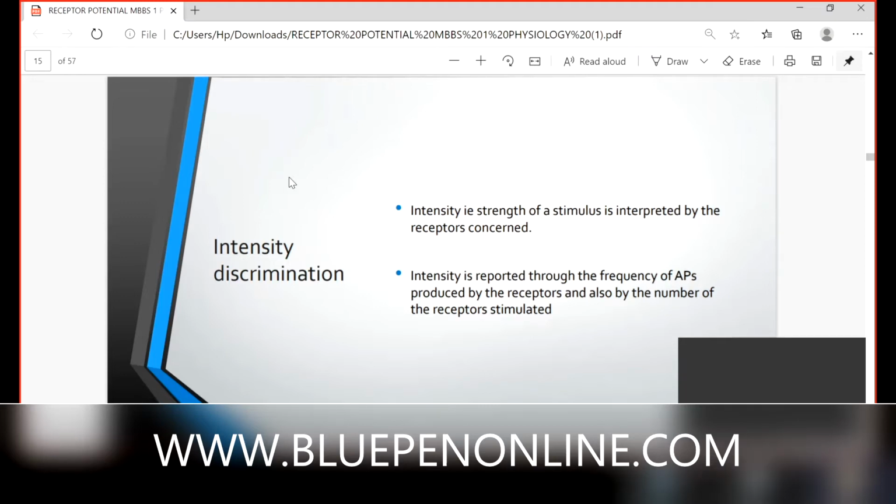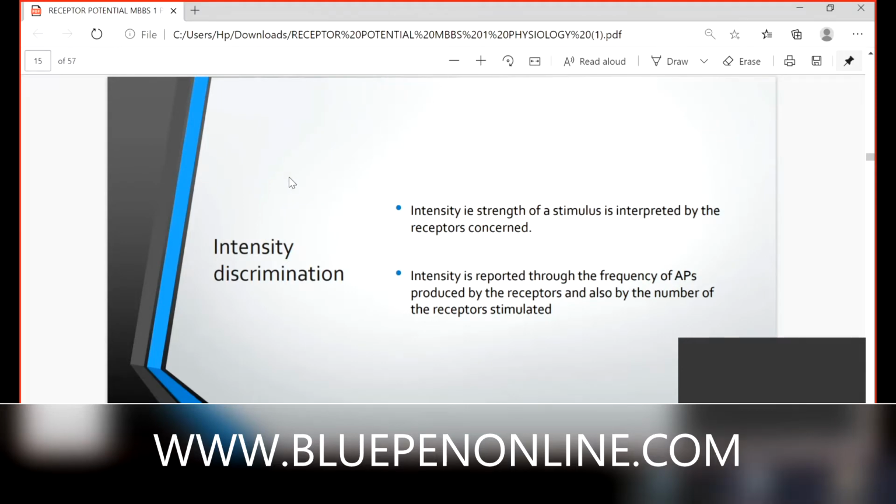That is, intensity is reported. How can it be reported? It can be reported only with the help of electrical impulses, that is, the frequency of the action potentials. So here it is the frequency of the action potentials produced by the receptors and also the number of receptors stimulated. A certain stimulus can stimulate only a few receptors, whereas a certain stimulus is strong enough to stimulate a large number of receptors. In that case, the strength or the intensity of the stimulus will be more.